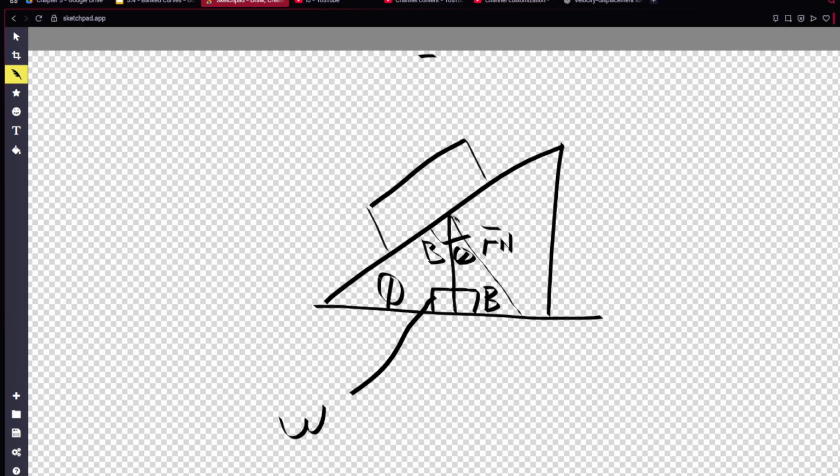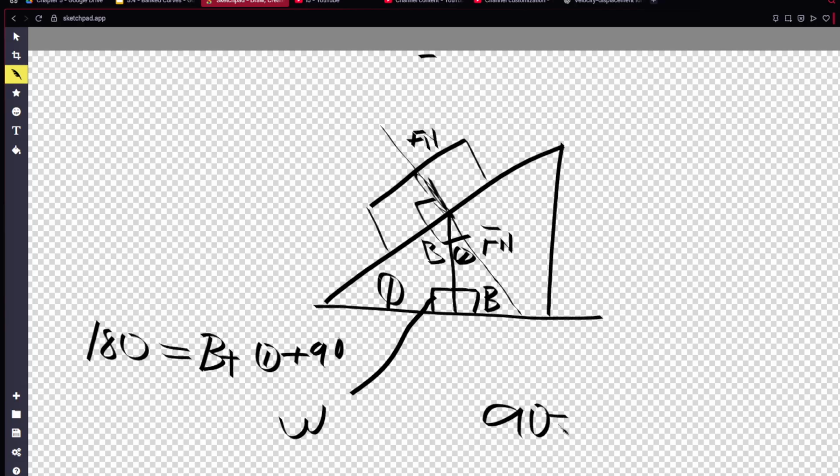Now, I'm going to draw this up here because remember Newton's third law, every action has an equal and opposite reaction. So that means there's a normal force that this plane is exerting up on here as well. And since these two are parallel, this will be 180. So 180 equals beta plus theta plus this 90 degrees here, which is the same thing as 90 equals beta plus theta, which is self-explanatory as well.